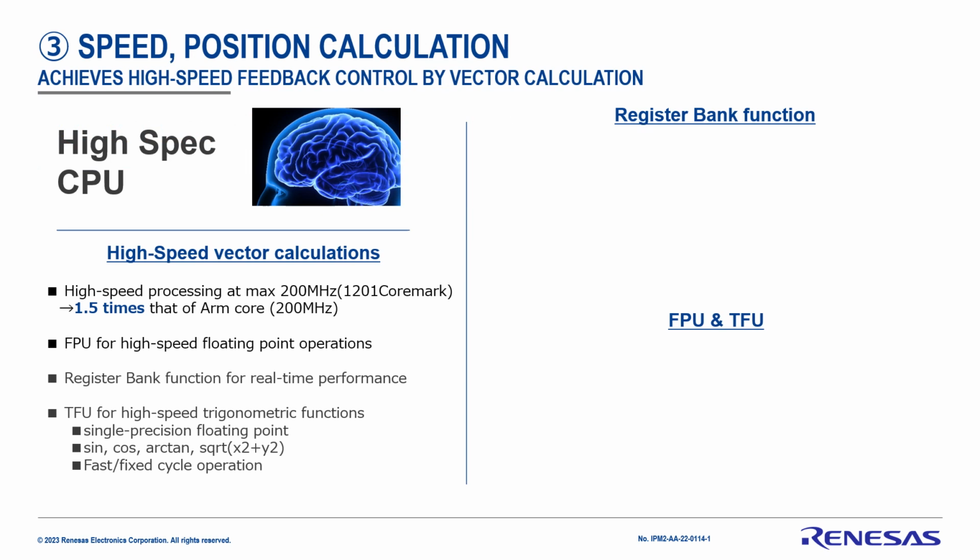The RX72T is a high-performance microcontroller for motor control that operates at up to 200 MHz and achieves 1200 CoreMark score. This is 1.5 times faster than ARM Cortex microcontrollers operating at the same 200 MHz. In addition, it has several hardware modules that enable faster operations and processing, such as a floating point arithmetic function, trigonometric function arithmetic unit, and register bank save function.